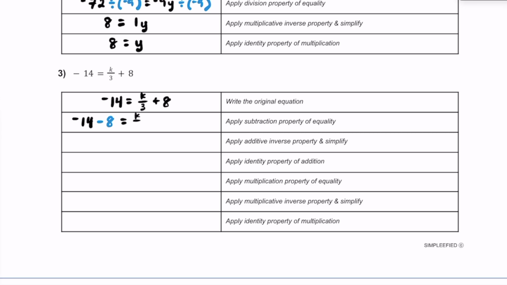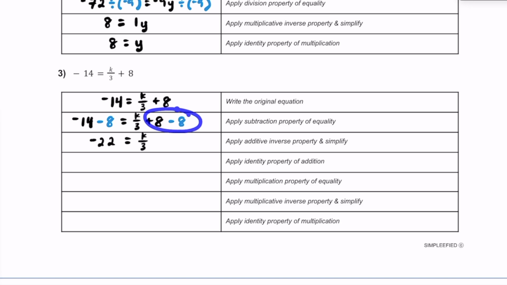Then we have this k over 3, and we have this plus 8, but let's take away 8 on the right side so we keep things balanced. On the left side here, negative 14 minus 8, that's negative 14 plus negative 8, that's going to be negative 22. And on the right side, we have this k divided by 3.